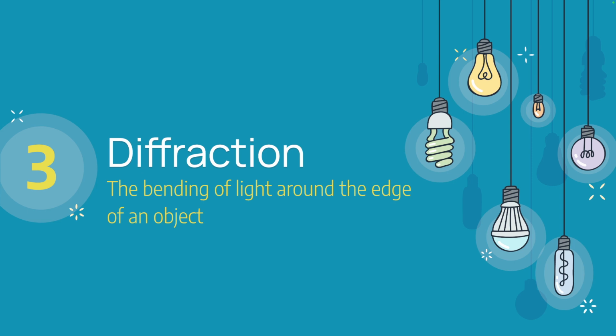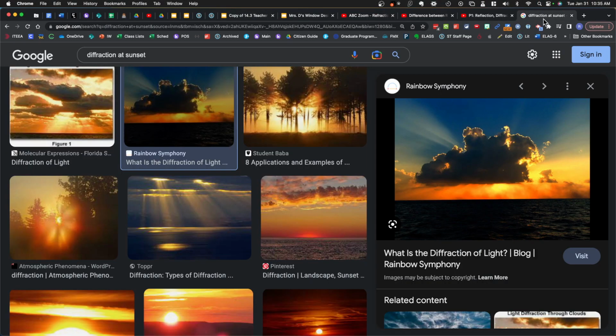All right, now that you've finished the video, let's talk about lesson 3, the third vocabulary term, which is diffraction. And diffraction is the bending of light around the edge of an object. So one of the best ways to illustrate this, I think, is to look at a sunset. You can see the light rays bending as they come around, especially early in the morning. You can just see the diffraction happening.